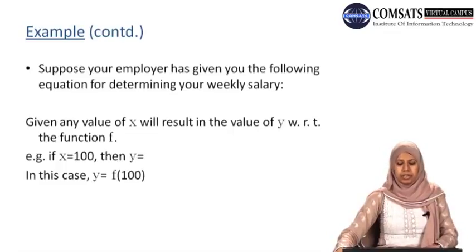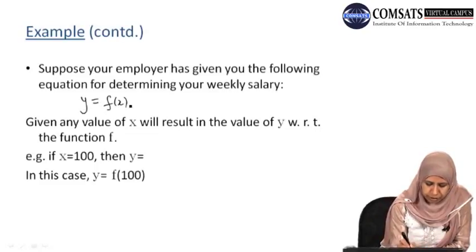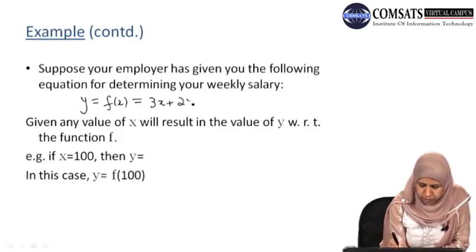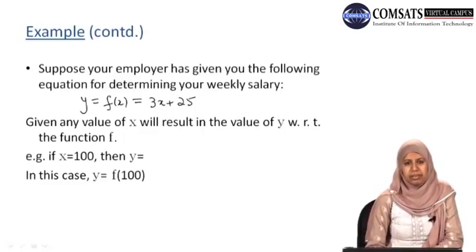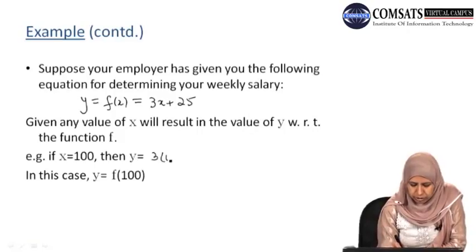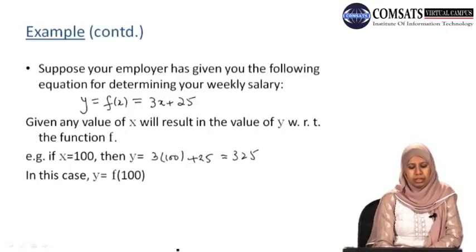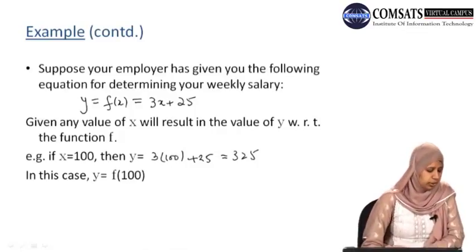Suppose your employer has given you the following equation for determining your weekly salary: y equals f of x, which equals 3x plus 25. If we are given any value of x, the number of units sold per week, it will result in the value of y with respect to the function f, or the rule 3x plus 25. For example, if x equals 100, then y equals 3 times 100 plus 25, which is 325. When we have a specific value of the input, we write it as y equals f of 100. That is, f of 100 gives us 325.